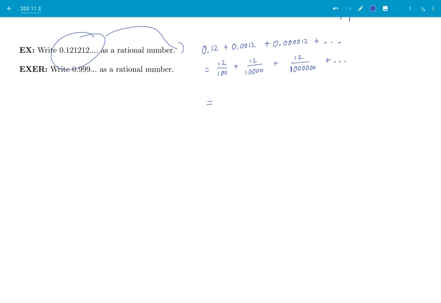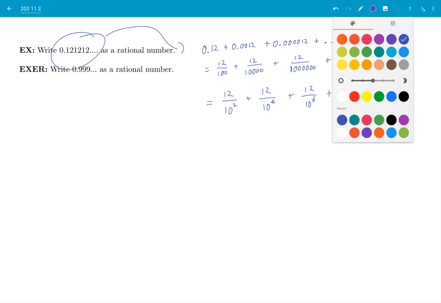So that's 12 over 10 squared plus 12 over 10 to the 4 plus 12 over 10 to the 6 plus so on and so forth. So you should convince yourself this is a geometric series. How can you do that?